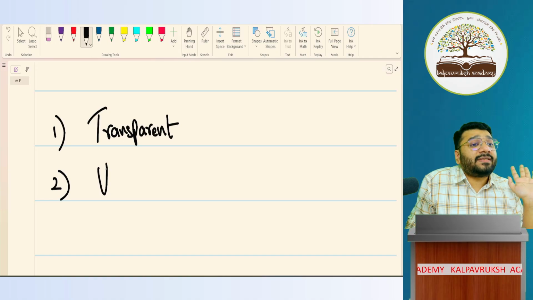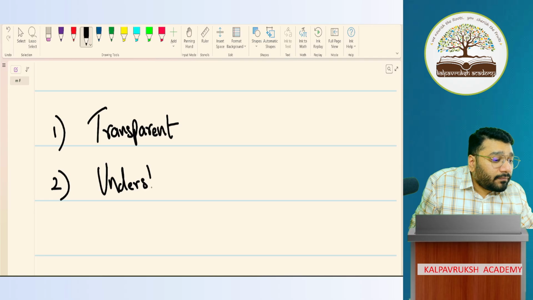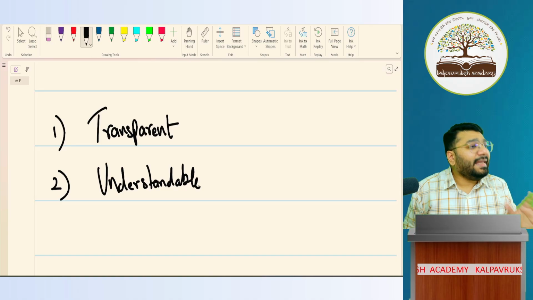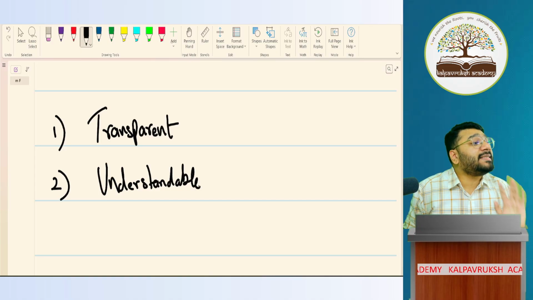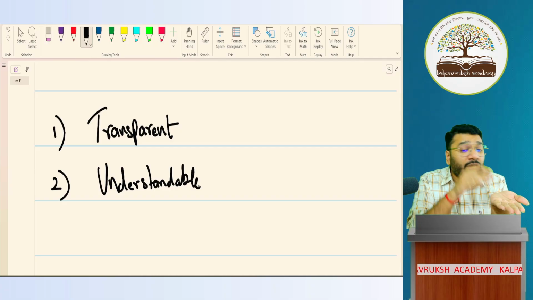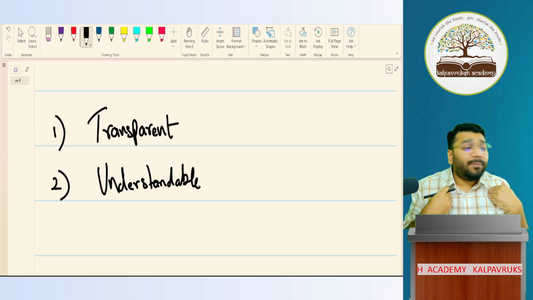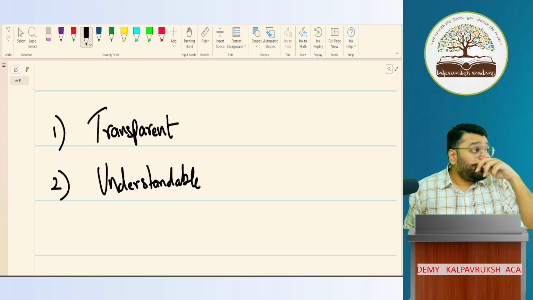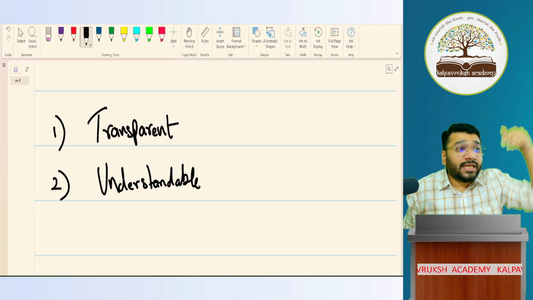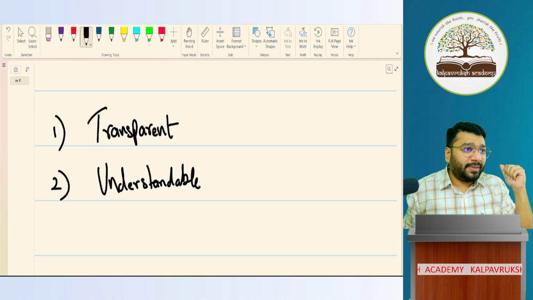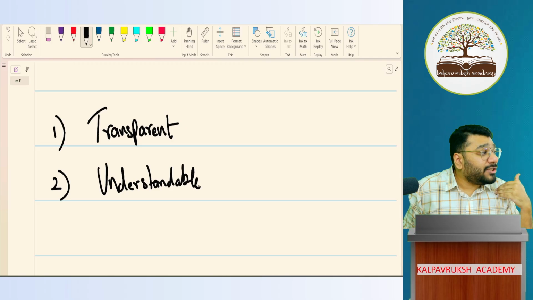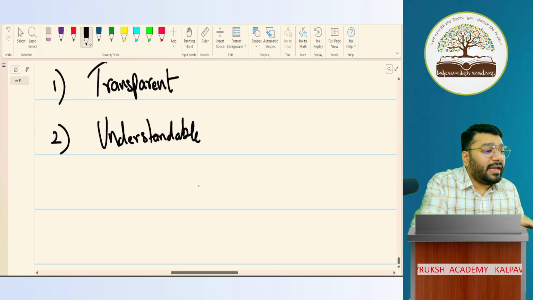The second characteristic of any financial statement is that it should be understandable. You cannot present a financial statement to a user or investor which he or she cannot understand. The financial statement you prepare and present should be understandable, because using that financial statement only, I as an investor decide whether I should invest in your company or not. If you present data which I cannot understand, I will lose confidence in your financial statement and in your business, and then I might not invest in your company. Therefore, it is very important that we prepare a financial statement which is understandable by companies, investors, or stakeholders.